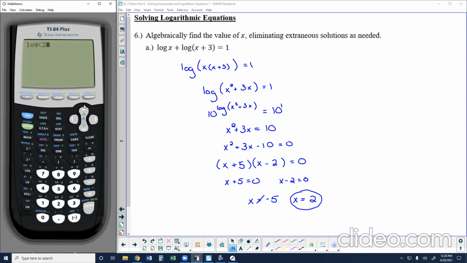Now I could try to substitute with 2 in this case. So log base 10 of 2 plus log base 10 of 2 plus 3, which is 5, and see that that answer would be 1. So 2 is a solution.